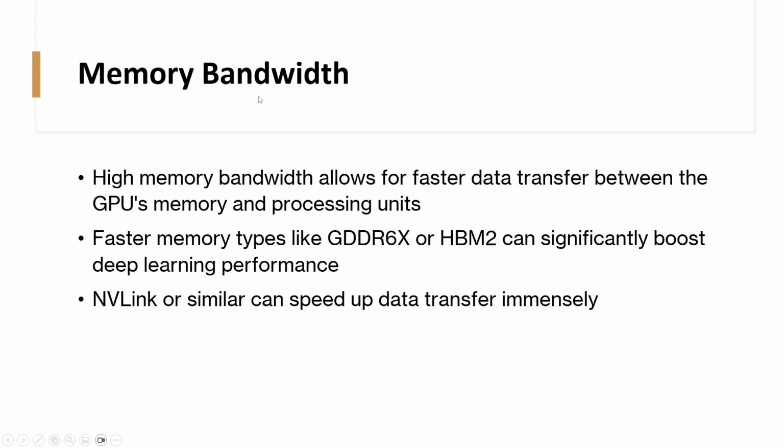All right, memory bandwidth. This is another super important thing. Memory bandwidth is how fast you can transfer data to and from the GPU. That's super important, because if you have a ton of data and you have a slow or small bandwidth, then that's going to be a bottleneck for you going forward. So that plays into faster memory types like GDDR6X or HBM2. These are some of the newer memory types, you could say, and this can significantly speed things up.